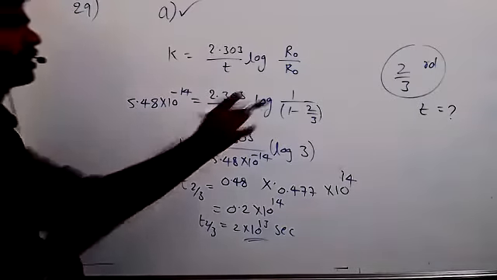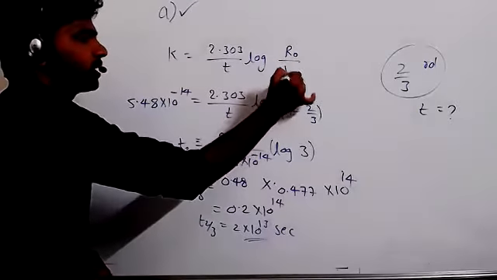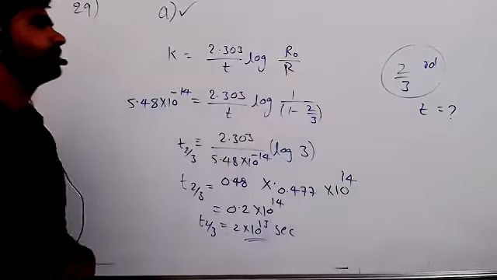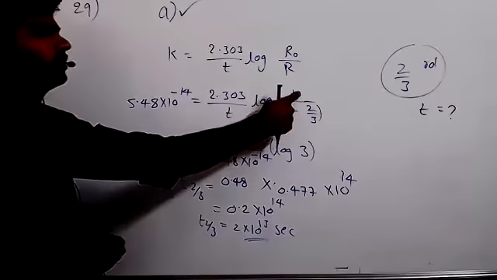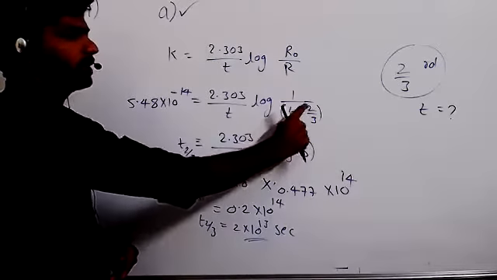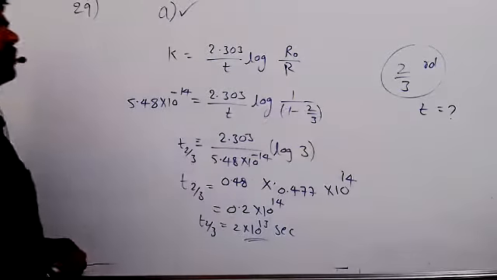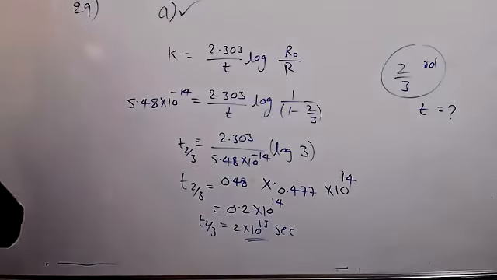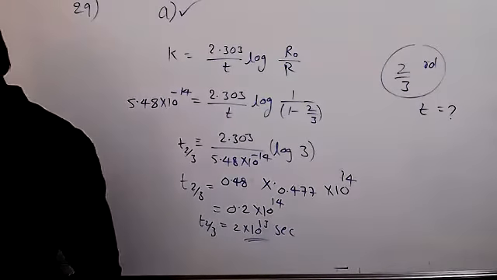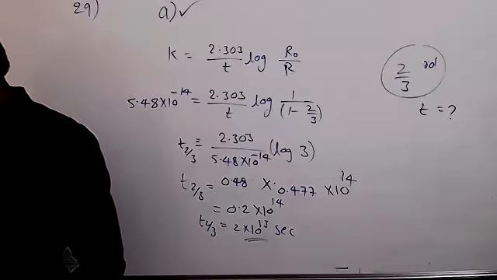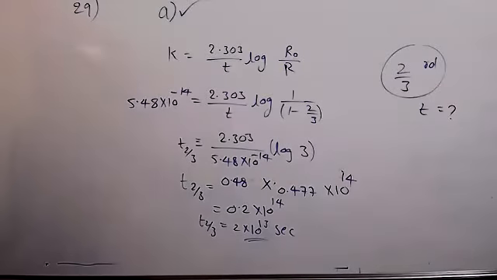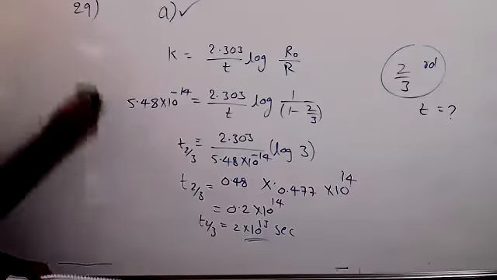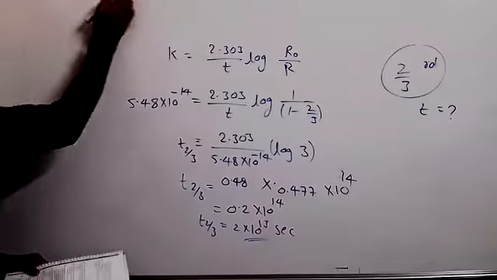So this is R naught by R, initial concentration by final concentration. Initial concentration here we treated as 1 mole. Here 1 minus 2 by 3 of reaction is completed, so 2 by 3. Completed, sir. Okay, go to next, 30th question. Question number 30. 29th is option A.